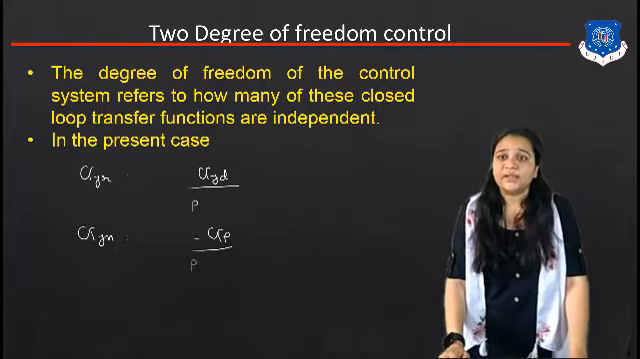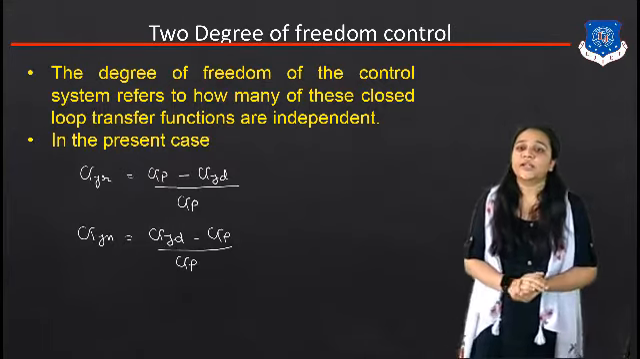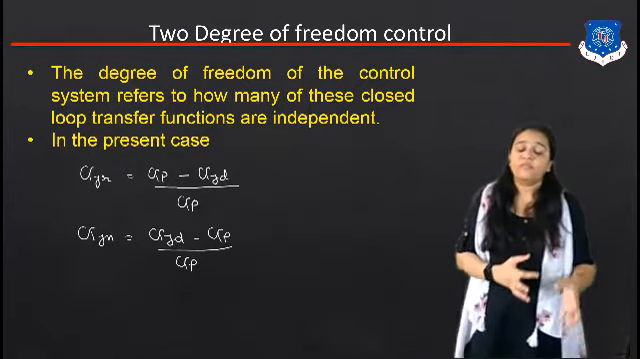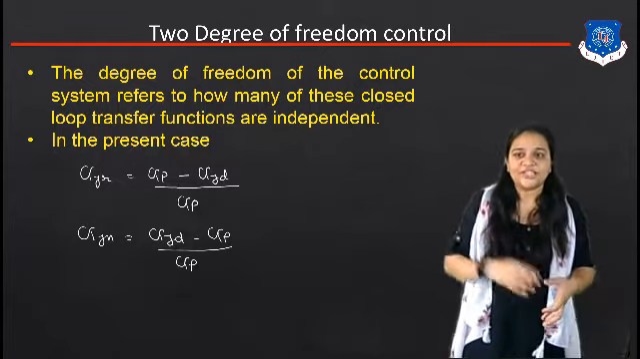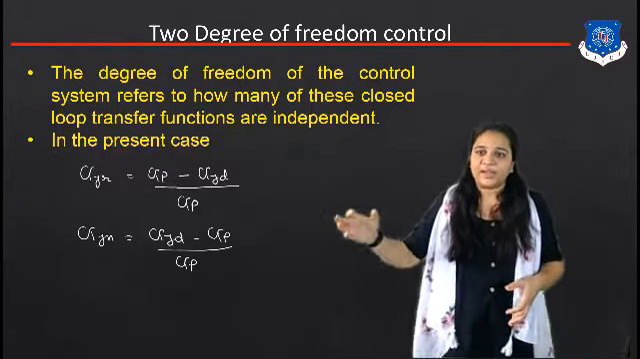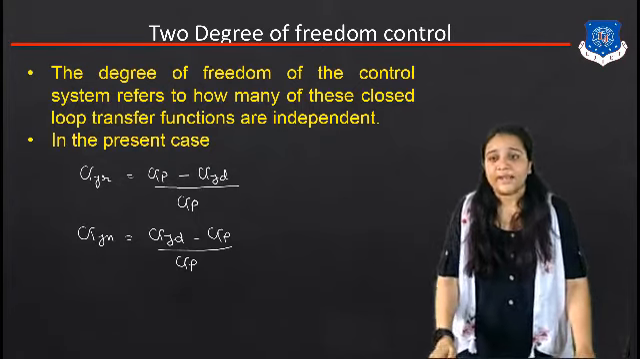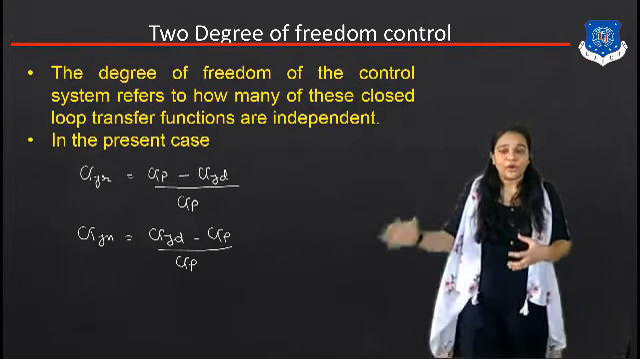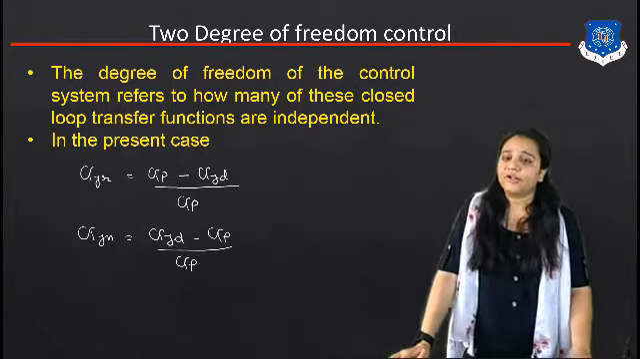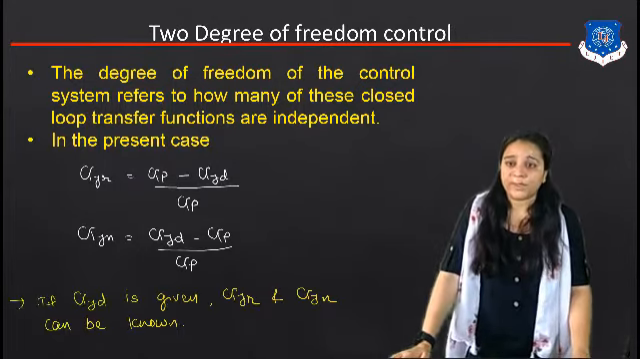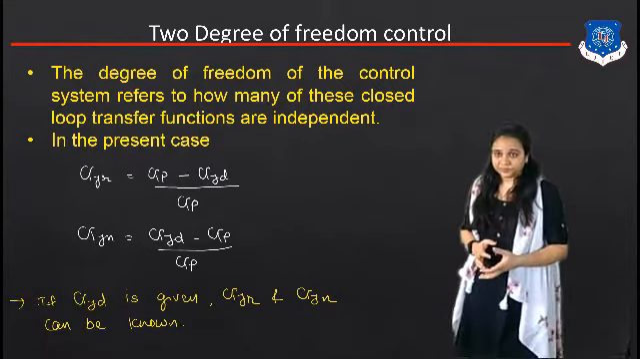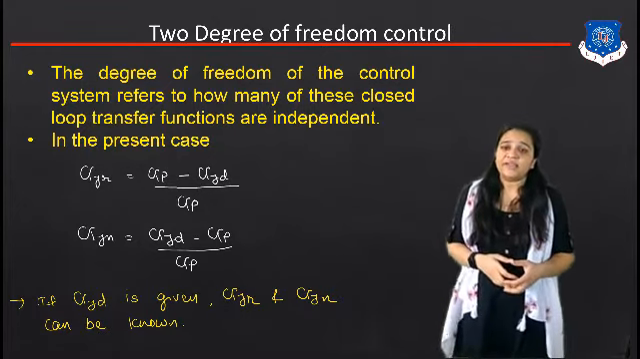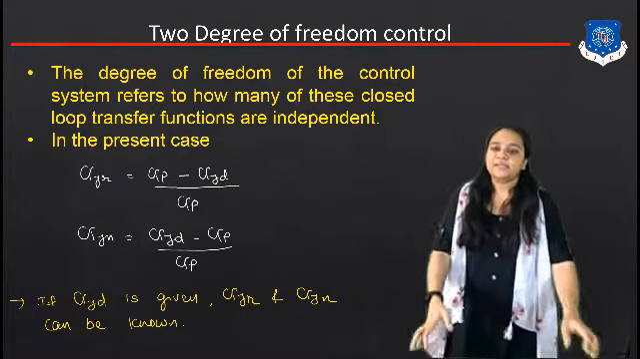In the present case, GYR is equal to (Gp minus GYD)/Gp, obtained by subtracting the disturbance transfer function from the plant. In the same way, GYN is equal to (GYD minus Gp)/Gp. So if GYD is given, if we know the value of GYD, we can easily find the values of GYR and GYN.